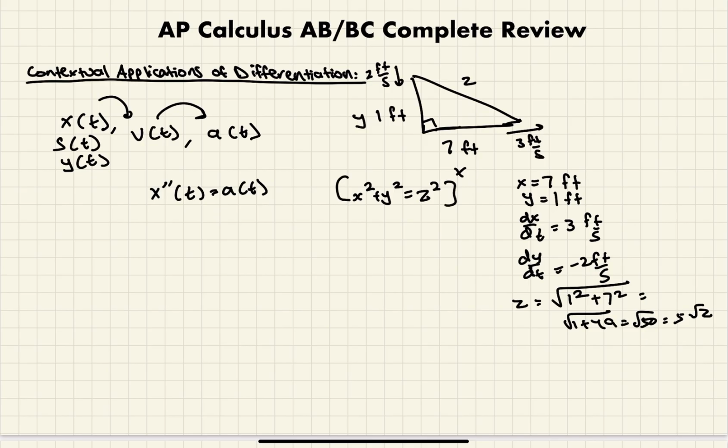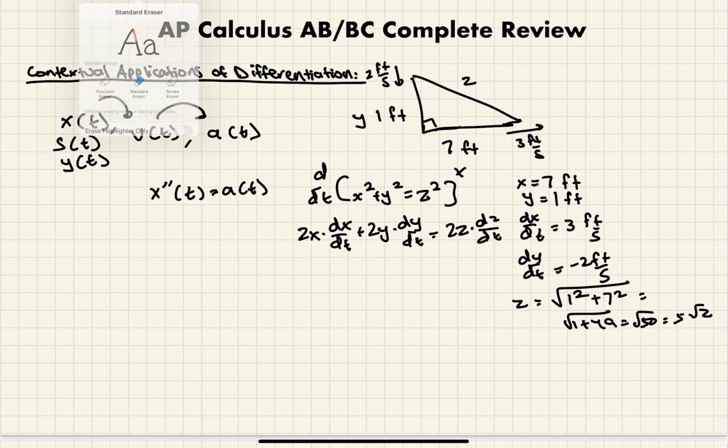We can use implicit differentiation and just take the derivative with respect to time of both sides, giving us 2x times dx/dt, because remember chain rule, x is a function of time, plus 2y times dy/dt is equal to 2z times dz/dt. We can actually cancel off the 2 everywhere. Okay. And we can plug in everything we know.